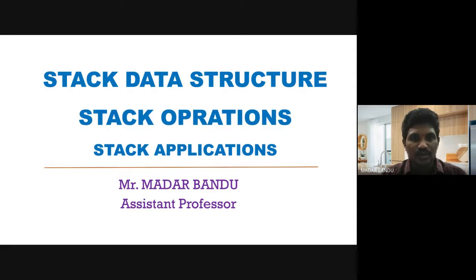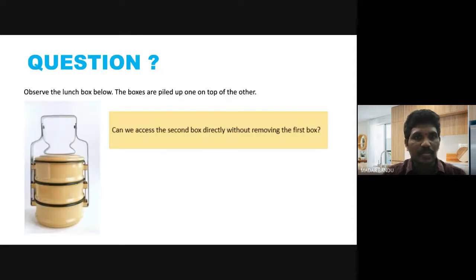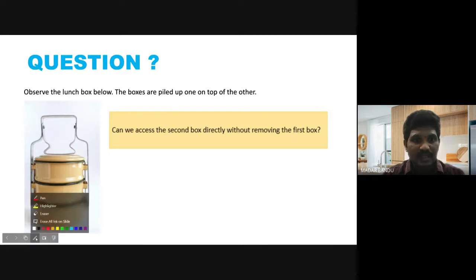I want to ask you one question. Please tell me. Observe the lunch box below. The boxes are filled up one on top of the other. Can we access the second box directly without removing the first box? The question is clear. Can we remove the second box directly without removing the first box?